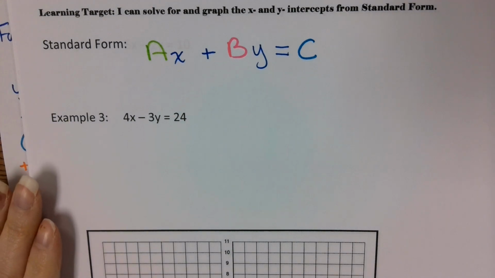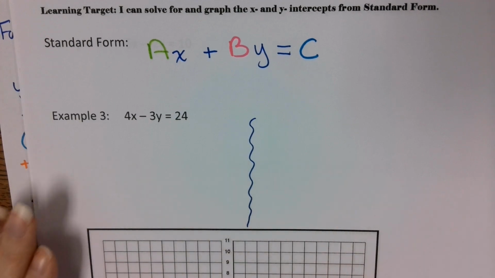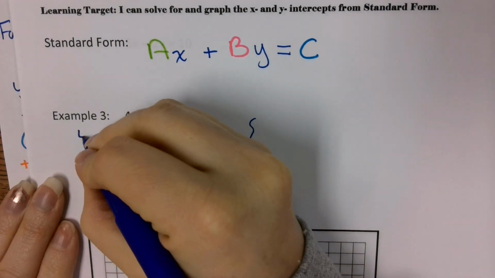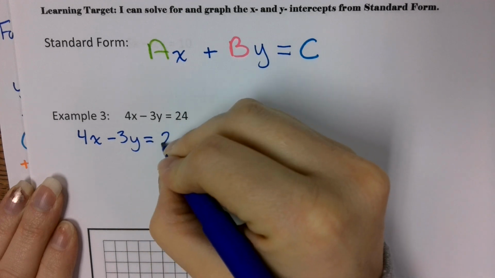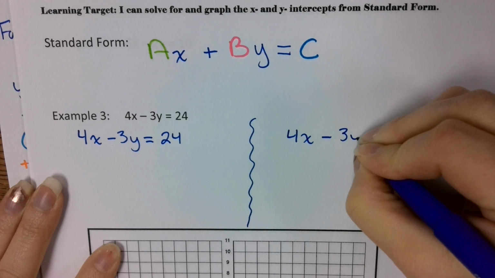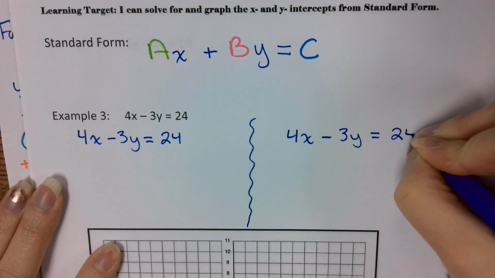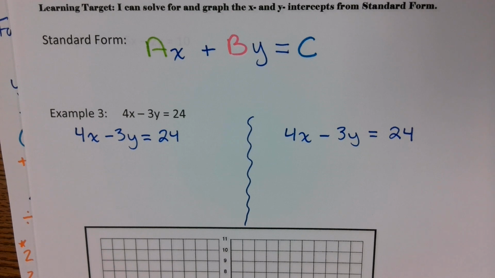So the first thing I'm going to recommend is to go ahead and divide this little section up into 2 parts. We're going to rewrite the formula twice. We're going to have 4x minus 3y is equal to 24, and 4x minus 3y is equal to 24. The only reason I'm having you write it twice is because you're solving for 2 separate things: an x-intercept and a y-intercept.